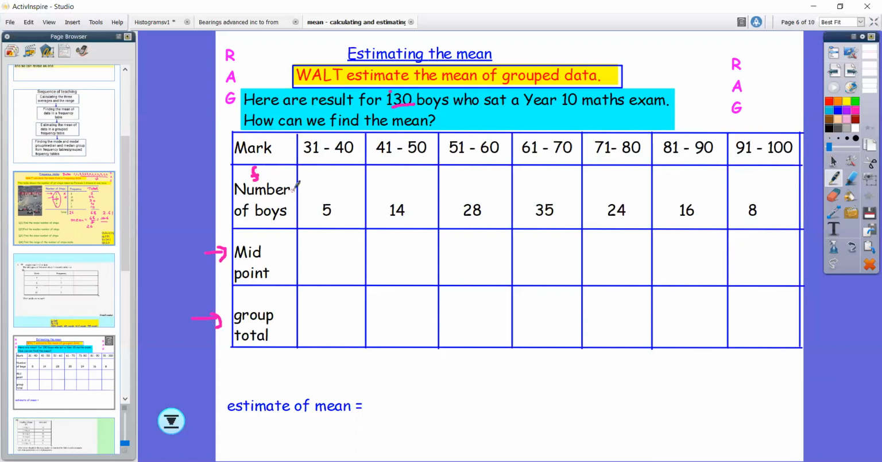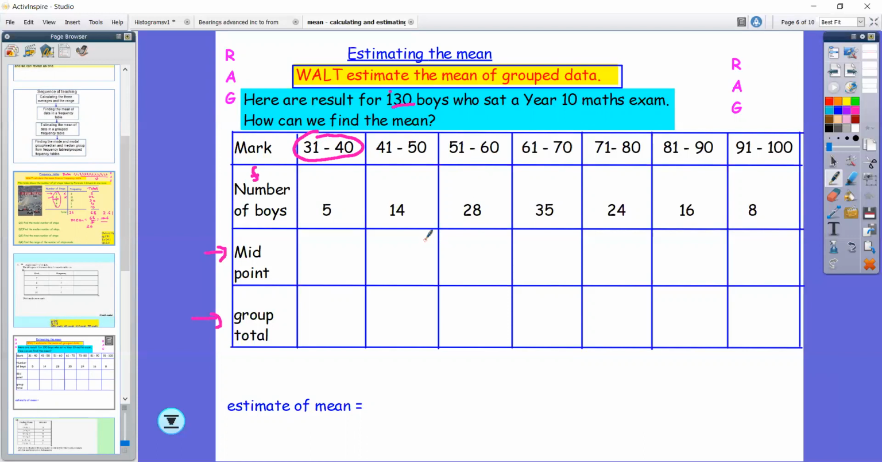So the number of boys, we've got 31 to 40 is 5. Again, you're asking them, can you give me a sentence connecting the number of boys and mark? The number of boys who've got between 31 and 40 is 5. The number of boys who've got between 41 and 50 is 14, and so on and so on. Okay, so how are we going to work this out now then? How are we working out a mean? Because we haven't got a mark for those 5 boys. What it means is we need to find a mark in this group we can use for those 5 boys.